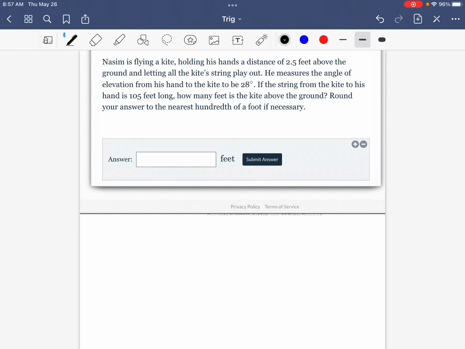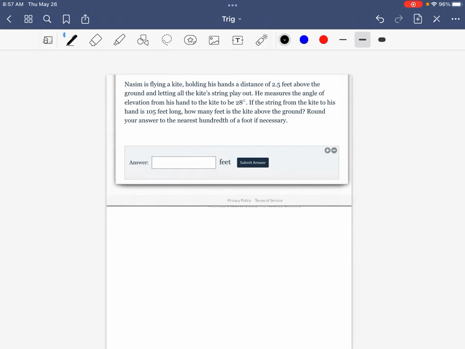So it says, Nasam is flying a kite, holding his hands a distance of 2.5 feet above the ground and letting all the kite string play out. He measures the angle of elevation from his hand to the kite to be 28 degrees. If the string from the kite to his hand is 105 feet long, how many feet is the kite above the ground? Round your answer to the nearest hundredth of a foot if necessary. Okay, a little overwhelming, right?